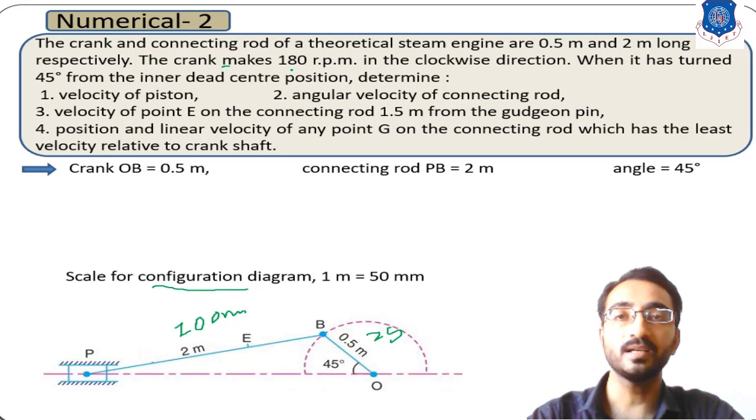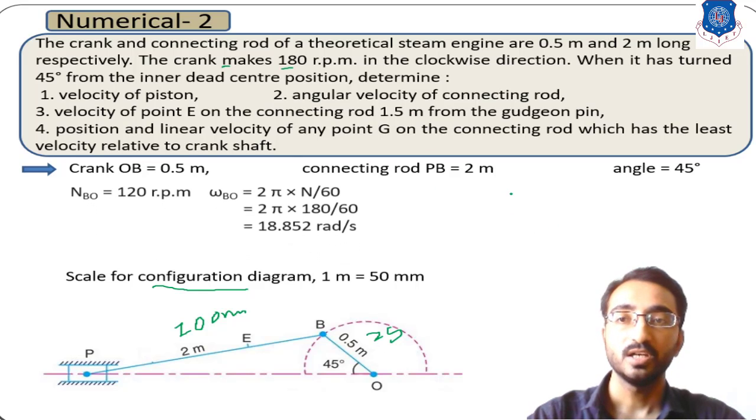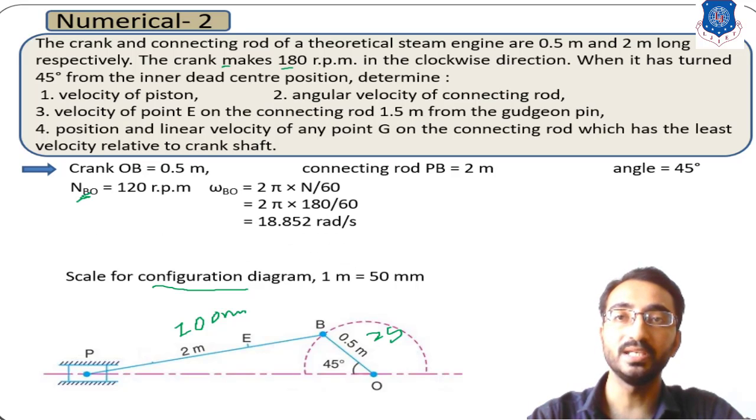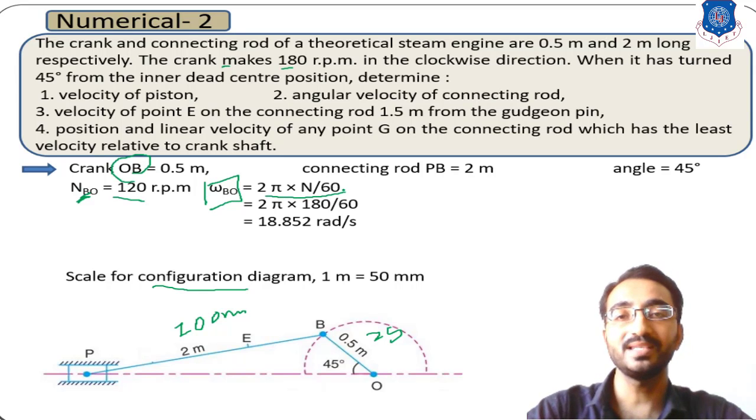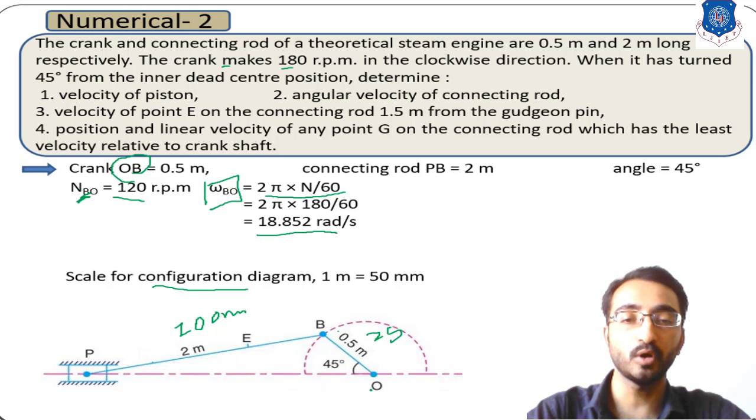Over here the crank makes 180 rpm, so we have been given the rpm rotation. If you consider the rpm of point B, because you have considered the crank as link OB, so for this crank OB, point B is moving, that's why NBO is equal to 120 rpm. Now with the help of this rpm you can calculate omega. We have a simple equation, omega is equal to 2 pi N by 60. With this equation you will get the value of omega, that is 18.852 radian per second. That is your angular velocity of link B with reference to point O.